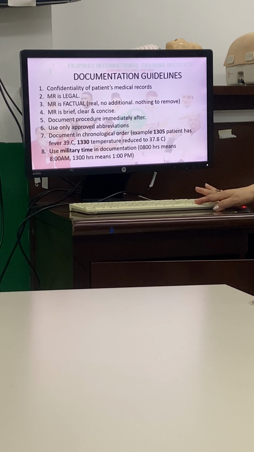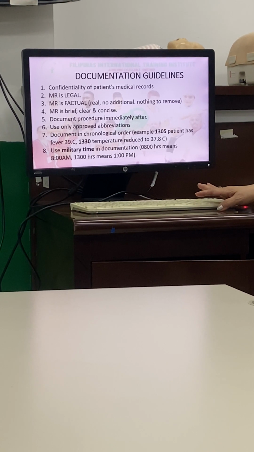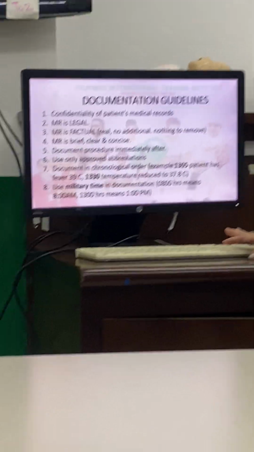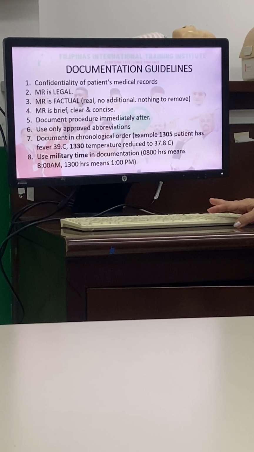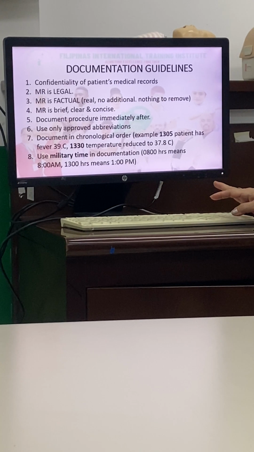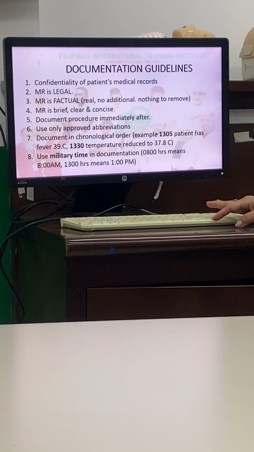So, in the documentation guidelines, you should know, one, confidentiality of medical records means you don't tell anybody about your patient. If you two are together taking care of one patient, you talk, you plan. But for example, Michelle has a different patient, and Nilima has a different patient, you never talk about it. It's confidentiality. Medical records are legal. Anything that you write will be used against you in the court of law.